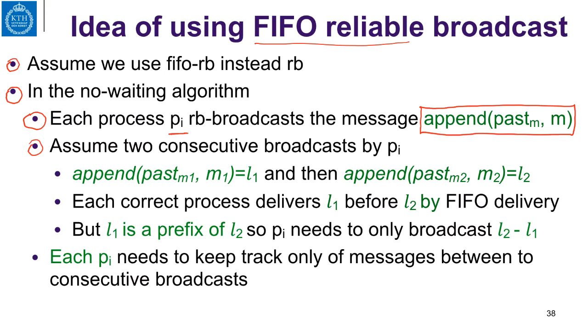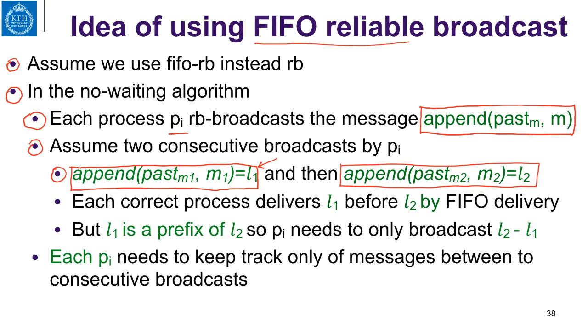Now assume two consecutive broadcasts by PI. This is the first broadcast by PI. It broadcasts past M1 with the message M1, and we call this L1. And then it broadcasts another message, M2, with the current past at its local state now. And we call this L2. And of course, because we are using FIFO delivery, every correct process delivers L1 before L2, and this is by the FIFO delivery.